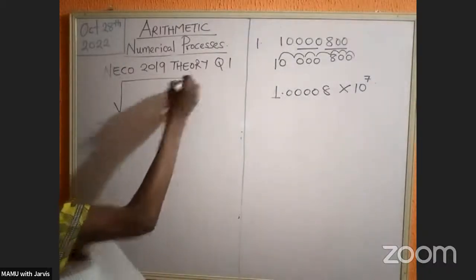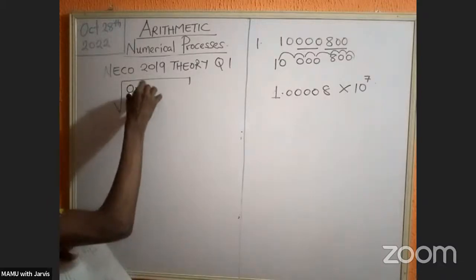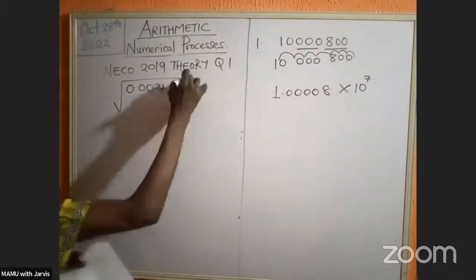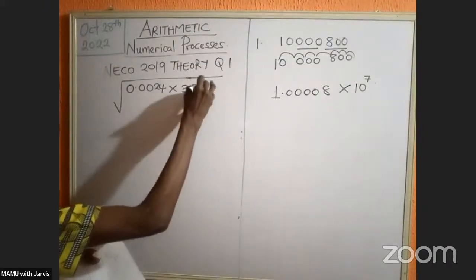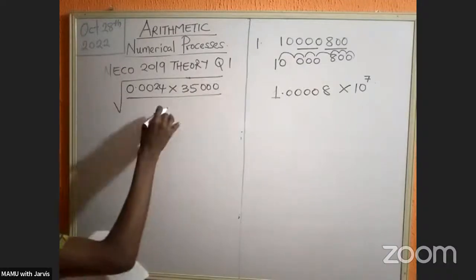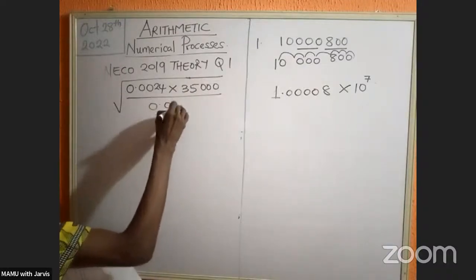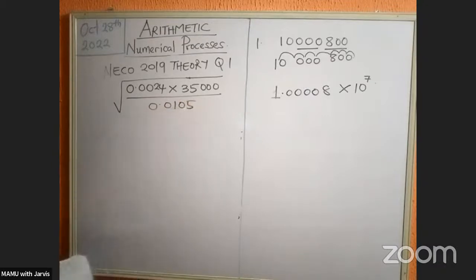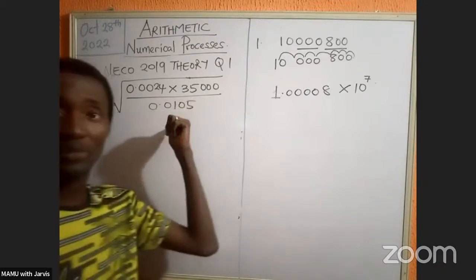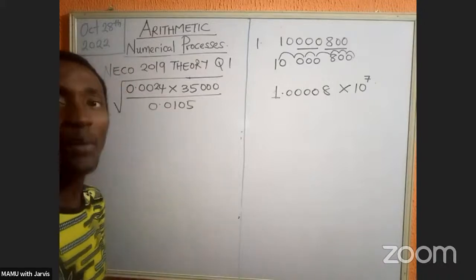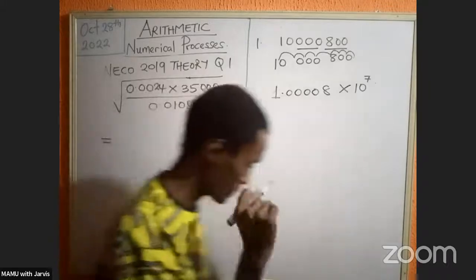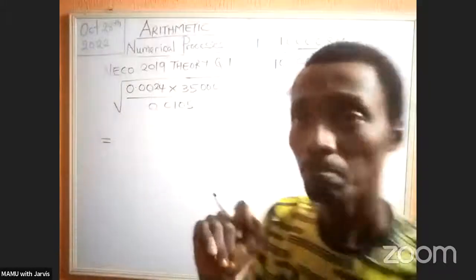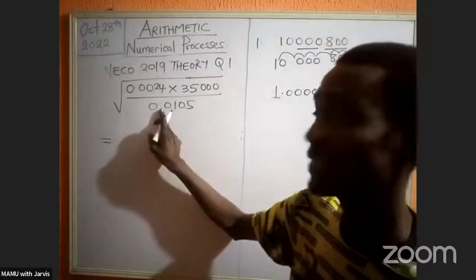The square root of 0.0024 times 35,000 divided by 0.0105. Now, I have restructured the question so that I wouldn't use logarithm table. So let's see how we're going to solve this one. The first thing you want to do is to take care of the decimal places. Now look at this. This is where you need to pay very close attention. How many decimal places am I seeing here?